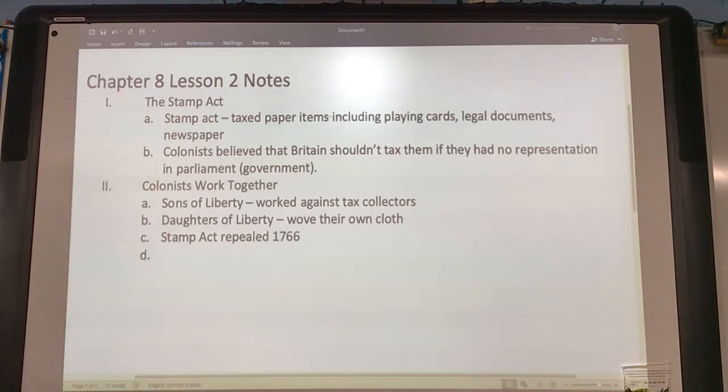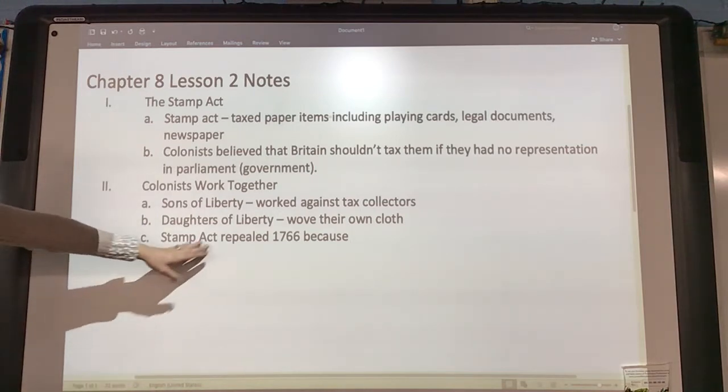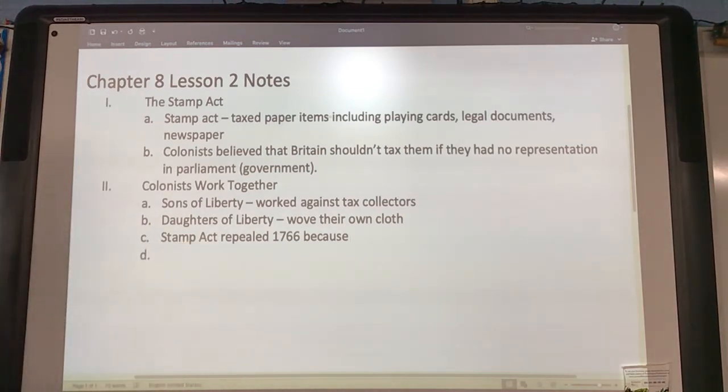What does that mean, Emmy? Yeah, they took it back. Why did they take it back? Because what happened? It's in the PDF. Go back and look. That paragraph there. Why did they take it back? Why did they repeal the Stamp Act?